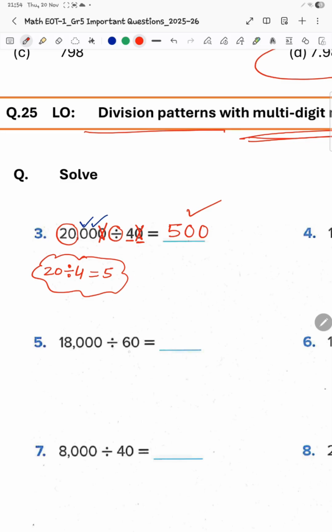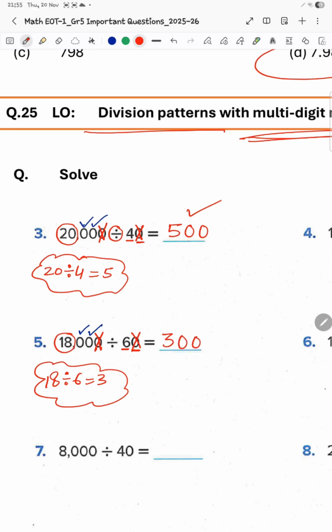Similarly I will do here. I have only 1 zero here, so I will cut 1 zero here and 1 zero here. Now 18 divided by 6. 18 divided by 6 will give you 3. So 3 I will put here. Now how many zeros are left over? 1, 2. 2 zeros are left, so I will put 2 zeros at the end. So this is your answer.